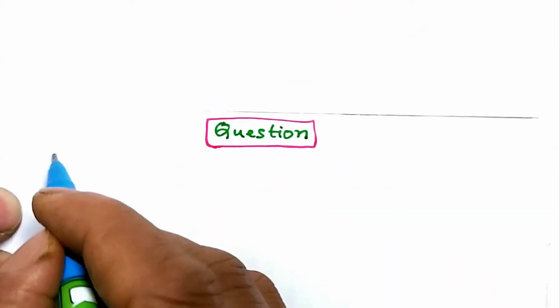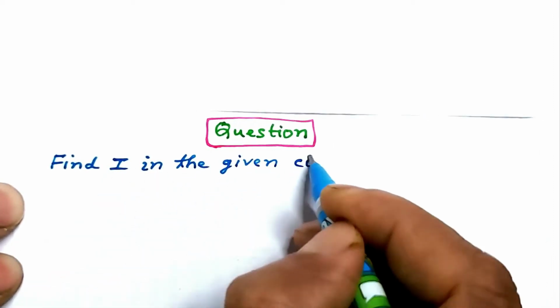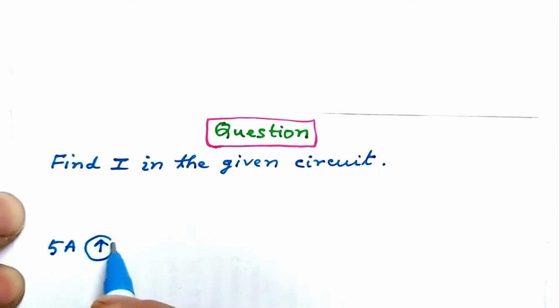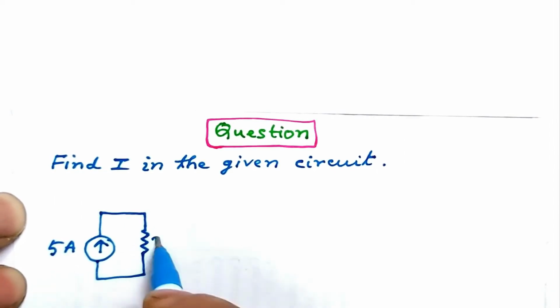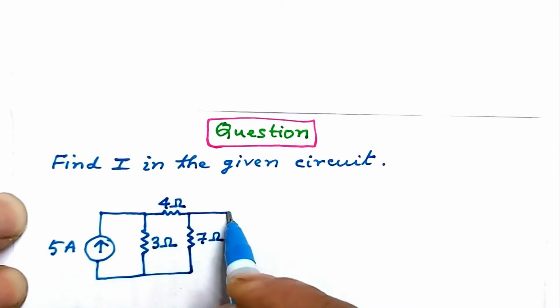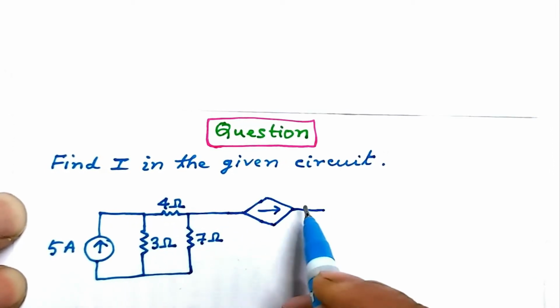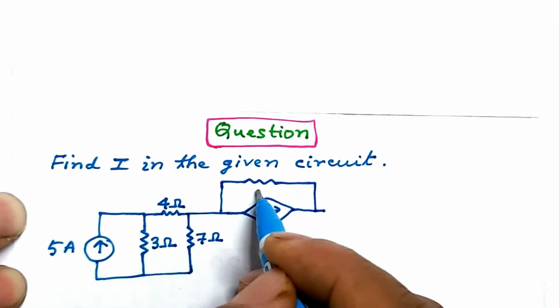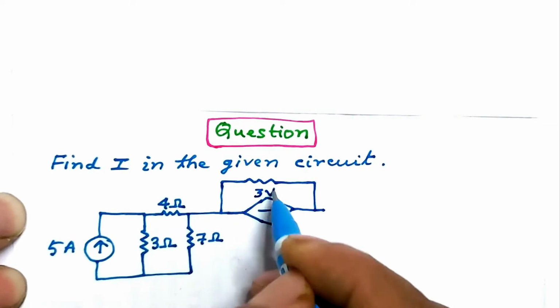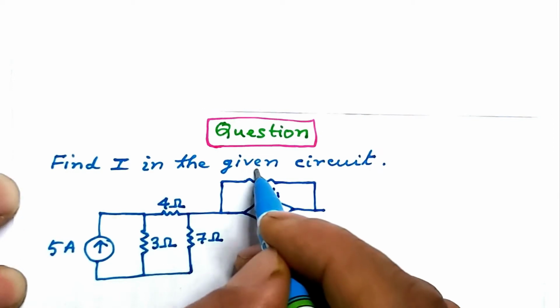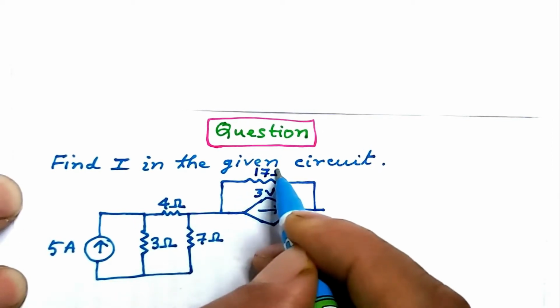Next question. Find I in the given circuit. Let us show the circuit. A 5 ampere current source in parallel with resistance 3 ohm. This is 7 ohm. This is 4 ohm. This is a current source and this resistance is in parallel to it. The current source is 3V1, so it is a voltage dependent current source. We shall indicate which voltage is V1. This resistance is 17 ohm.